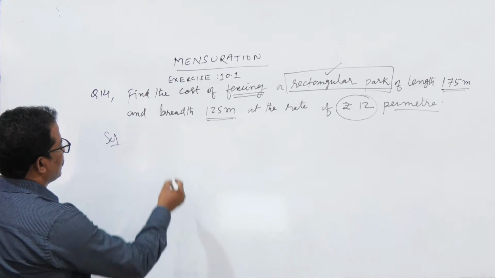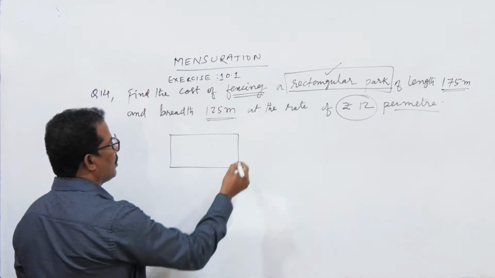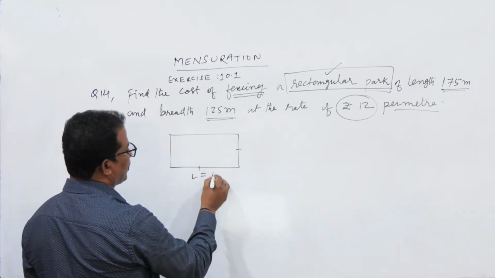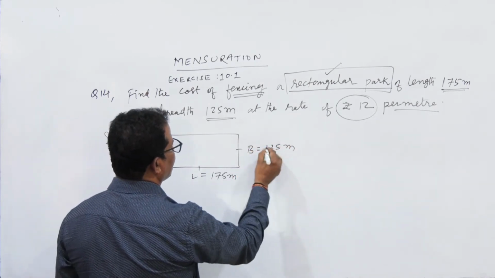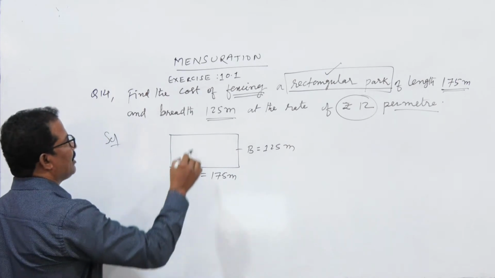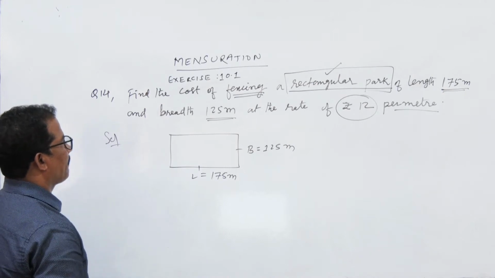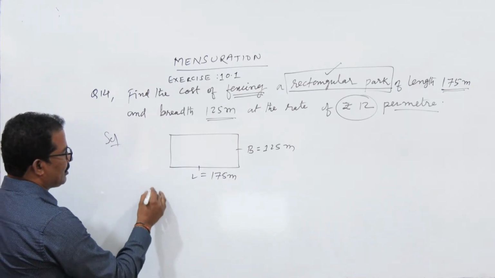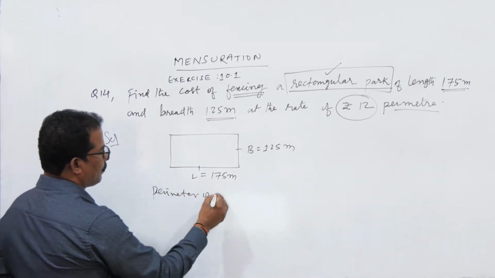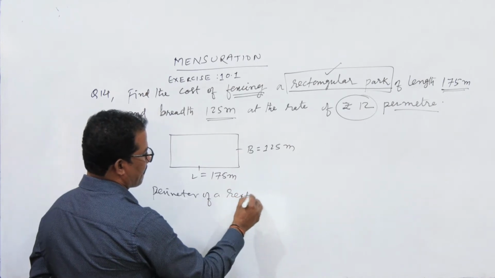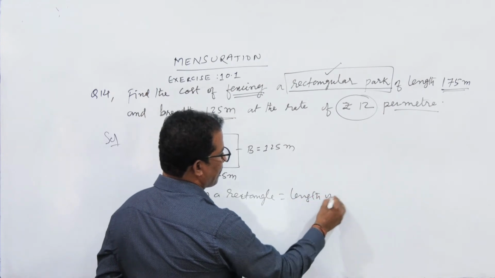So in the solution, we have to draw a rectangle, because in this question they are talking about a rectangle. Its length is given already, 175 meters, and the breadth is 125 meters. Okay? To find the total cost of the fencing, first we need to find the total length of the rectangle. So for that we need the perimeter. Perimeter of a rectangle is equal to the length of the fencing.